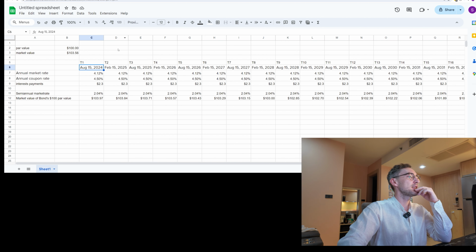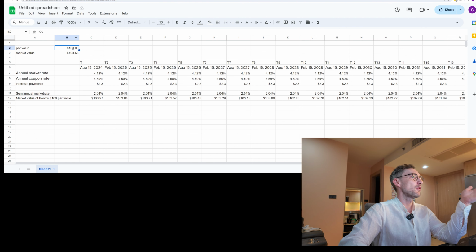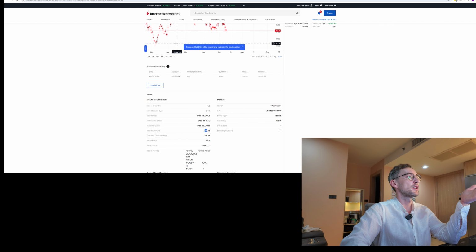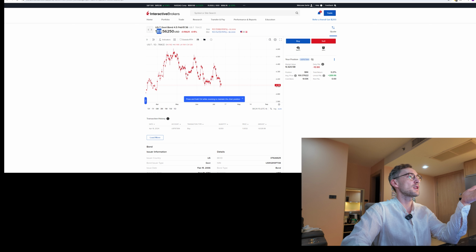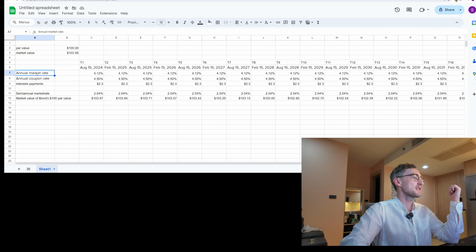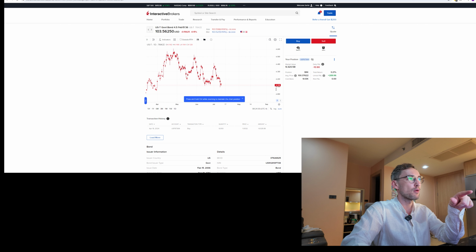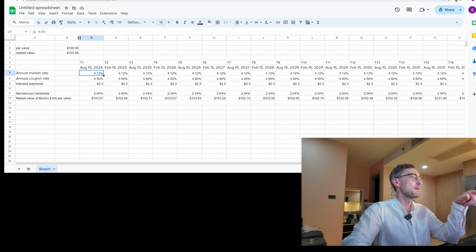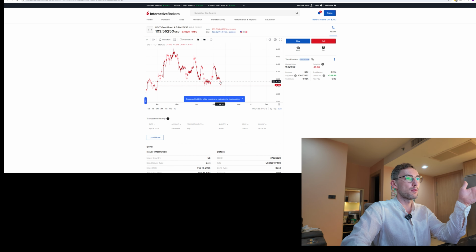And here's the table. I just want to show you how this bond works in a little bit of another way. So you ask what is the price of $100 now. Currently the market price is $103.56. This is the current market price of this $100. So there is an annual market rate, and it changes literally every day. You see that now it's 4.12, but just yesterday it was 4.17.